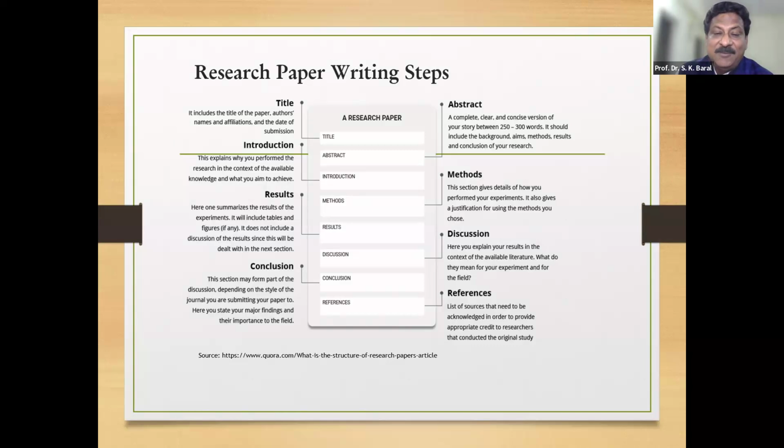Then references you have to take. You remember what references you have taken, that must be cited inside the text. And this list of sources must be acknowledged in order to provide appropriate credit to the researcher.